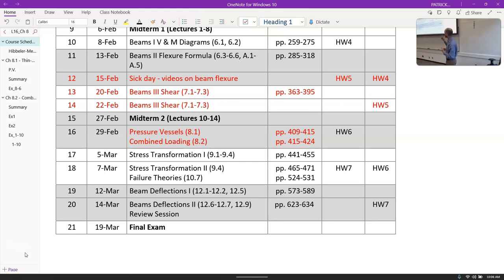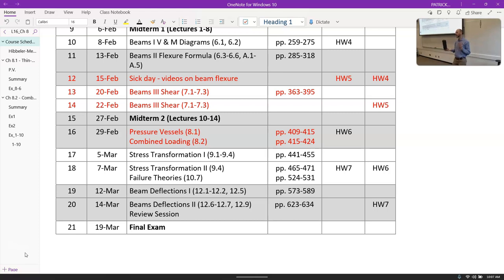And that combined loading leads directly into next week with stress transformation and failure theories. Because ultimately, what we really want to know is, based on the stresses this member is experiencing, is it going to fail or not? We started looking at that back in chapter one, chapter two, with stress, the idea of allowable stress. It's relatively straightforward that if you have one type of stress, an axial load only, it needs to be less than the yield for sure. And we often use a safety factor to establish a stress that we're comfortable with.